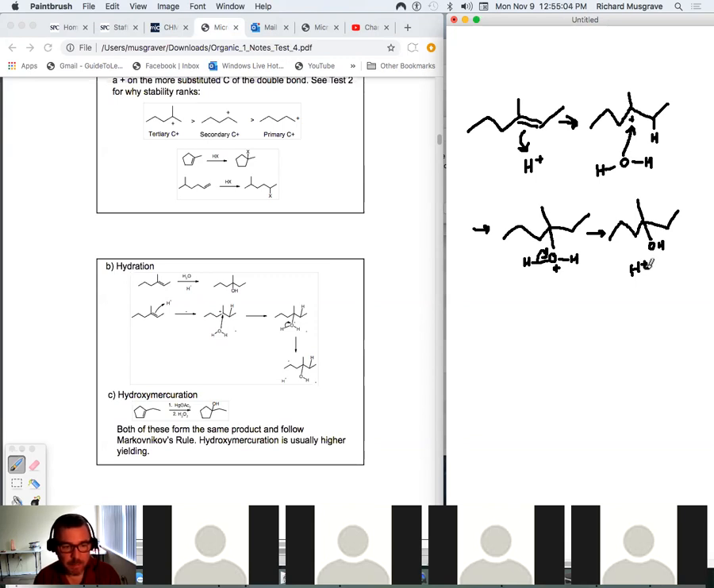Now C, hydroxymercuration, is a similar reaction to B. It does the same thing, follows Markovnikov's rule, but it usually has a higher yield. But I can tell you this straight away, you're not going to be asked about hydroxymercuration. I'm just including it because it's in the curriculum document, but we're not going to be having any reactions on the test that relate to that.